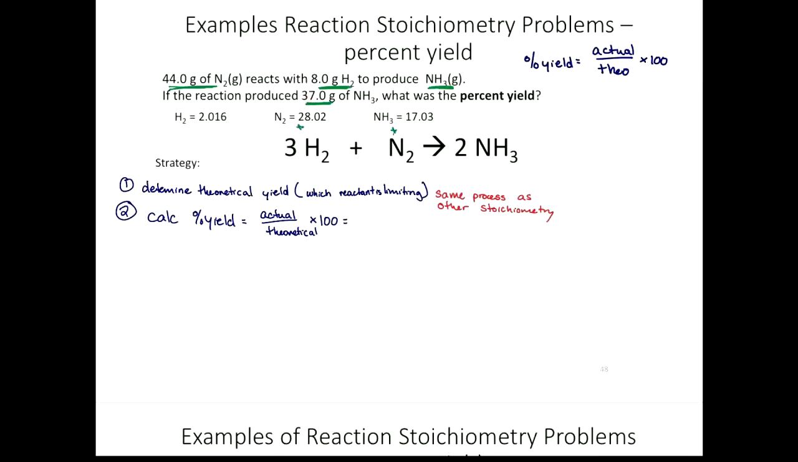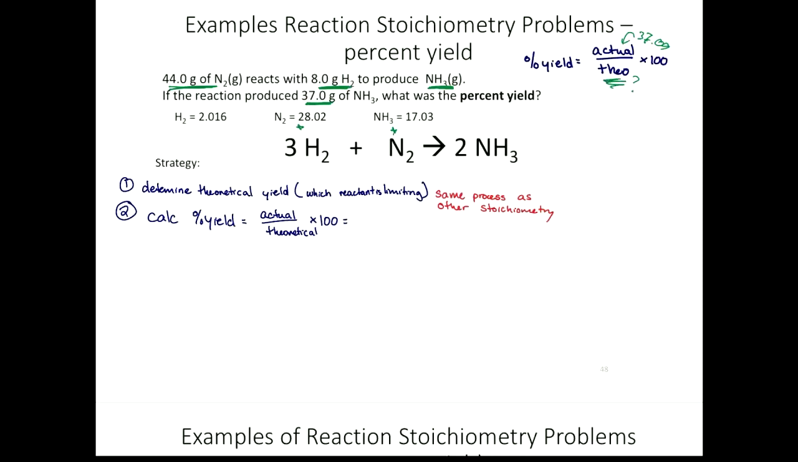What's this 37 gram NH3? Is that the actual yield, or is that the theoretical yield that we'll put into this equation? The 37, given how it's worded in this question, it's the actual. It's how much you actually collected in lab. So that's the 37.0 grams. That's your actual. So in order to figure out what your percent yield is, you need to figure out what your theoretical yield is.